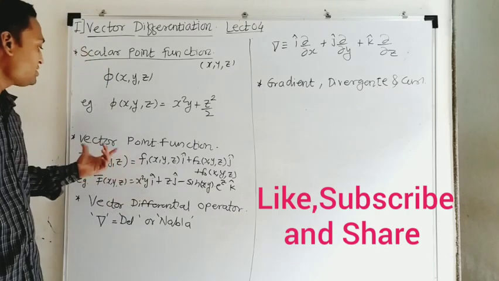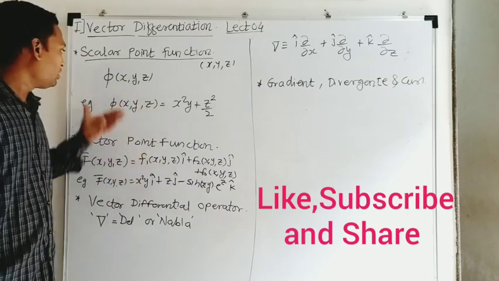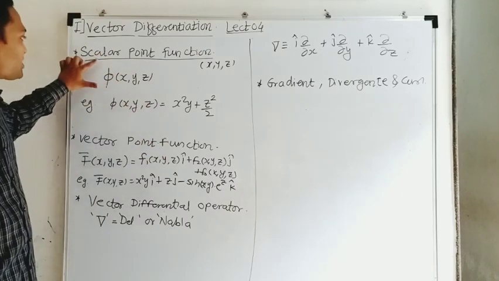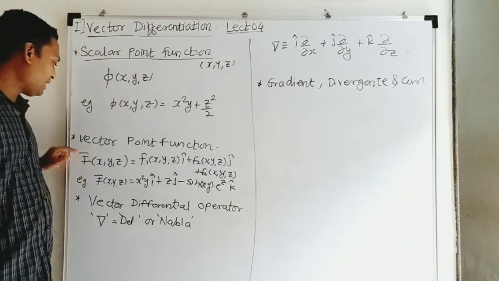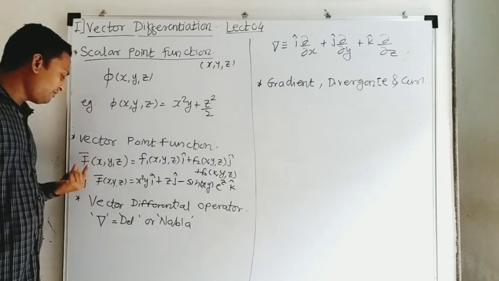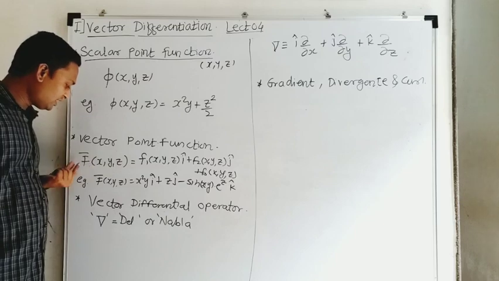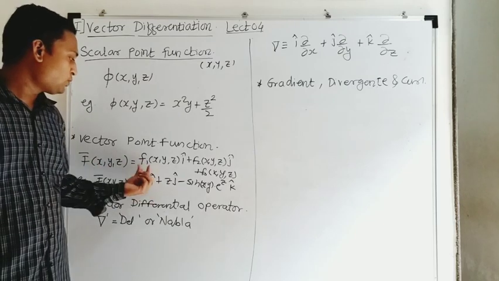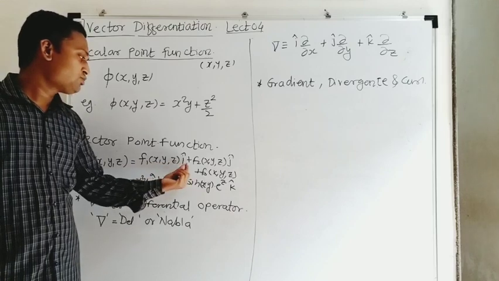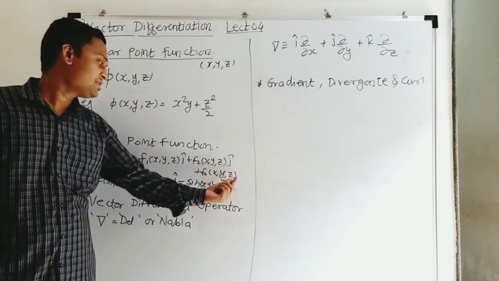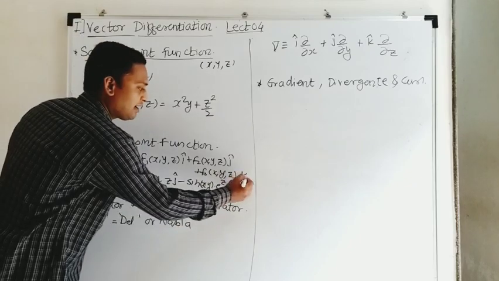The next definition is quite similar to the previous one: vector point function. Instead of scalar we have vector, so we have a bar over that quantity, a vector quantity. So we have taken one quantity F bar of x, y, z, equal to f1 of x, y, z into i plus f2 of x, y, z into j plus f3 of x, y, z into k cap.